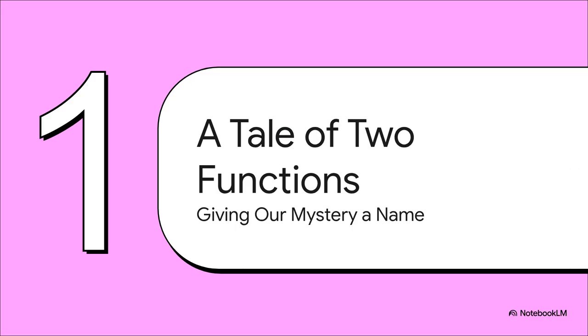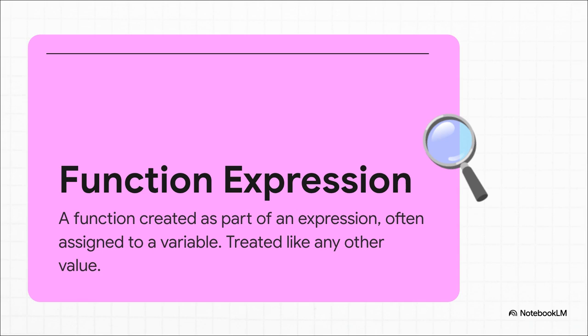Okay, so to really solve this mystery, we've got to get the lingo down. We can't just call them two ways of doing things. They have official names, and those names matter because they come with their own set of rules. This first one, var function1 equals function, is what we call a function expression. The easiest way to think about it is that the function itself is just a value, no different than a number or a piece of text that you're assigning to a variable.